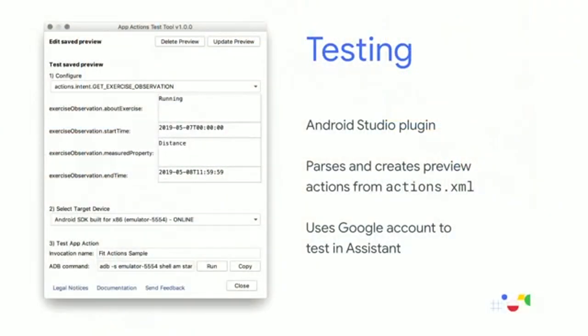So testing out app actions is particularly tricky because the assistant needs to be aware on our backend of the content of your Actions.XML. To facilitate testing, we created a special App Actions test tool plugin for Android Studio. It goes and reads your local development Actions.XML, it parses it and sends it up to our backend. And it creates a special App Actions preview just for the Google account that's logged into Android Studio.